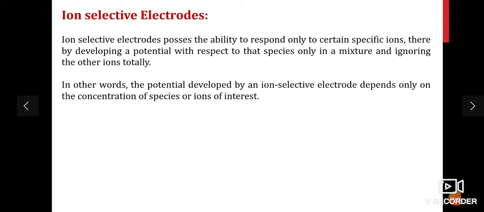What is ion selective electrode? In the last class we have seen the secondary reference electrode, that is calomel electrode. Today we are going to see the ion selective electrodes. They possess the ability to respond only to specific ions and thereby develop a potential with respect to that species only in a mixture, while ignoring the other ions completely. In other words, the potential developed by an ion selective electrode depends only on the concentration of species or ions of our interest.